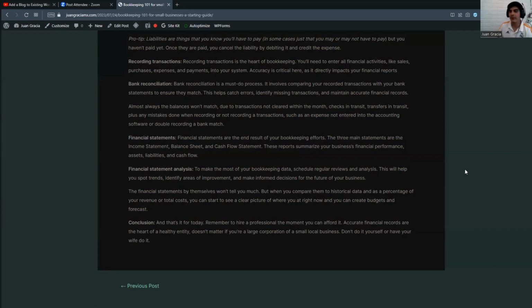Financial statement analysis. To make the most out of your bookkeeping data, schedule regular reviews and analysis. They will help spot trends, identify areas of improvement, and inform decisions for the future of your business. Because the financial statements by themselves don't tell you that much. But once you compare the historical data against each other, like for the previous months or for previous years, and you can see trends, upward trends or downward trends, or you can compare it as a percentage of the revenue or as a percentage of the total cost, as a percentage of net income.